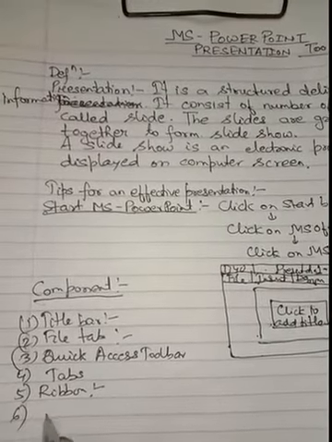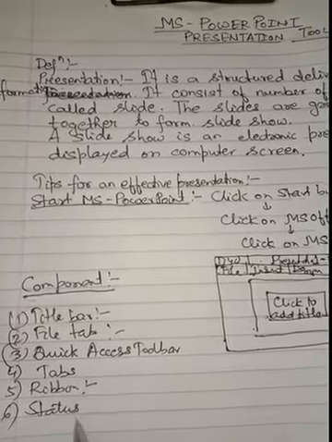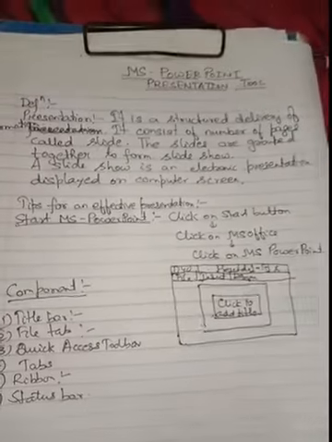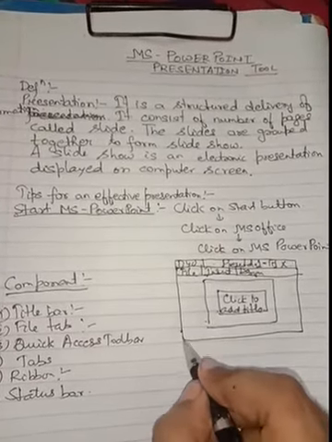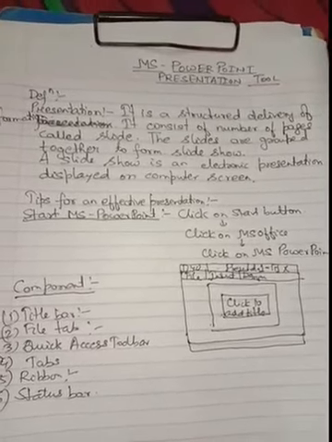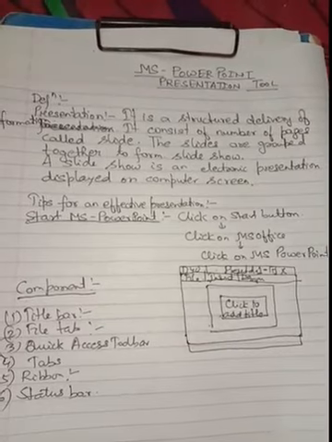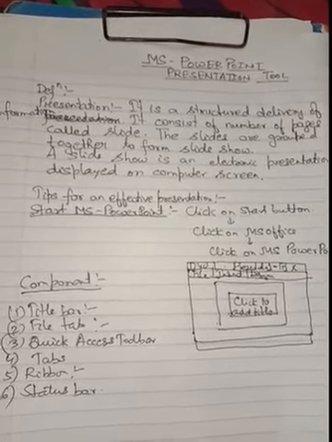Next we have the status bar. The status bar is at the bottom of the window. It displays the number of slides. It also displays features like comments, view buttons, zoom options, etc.